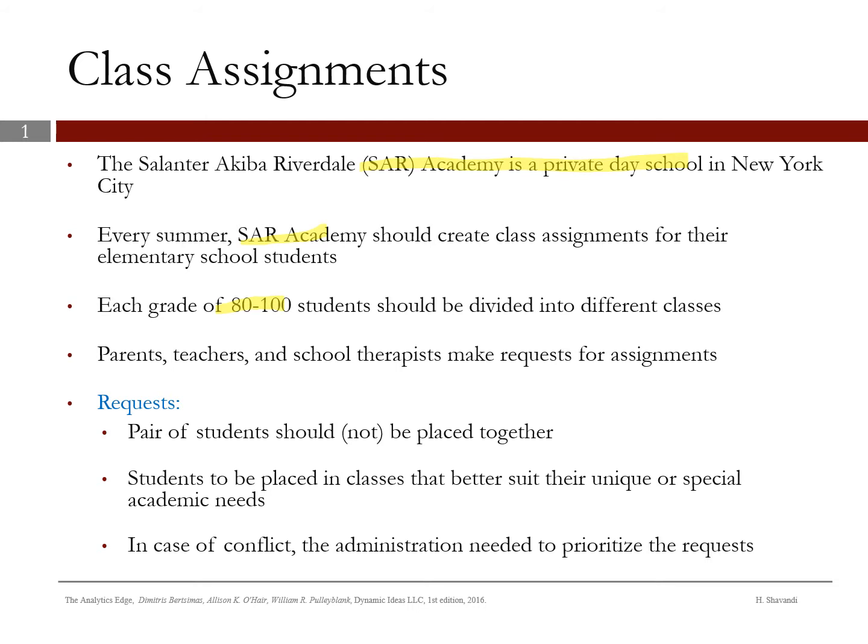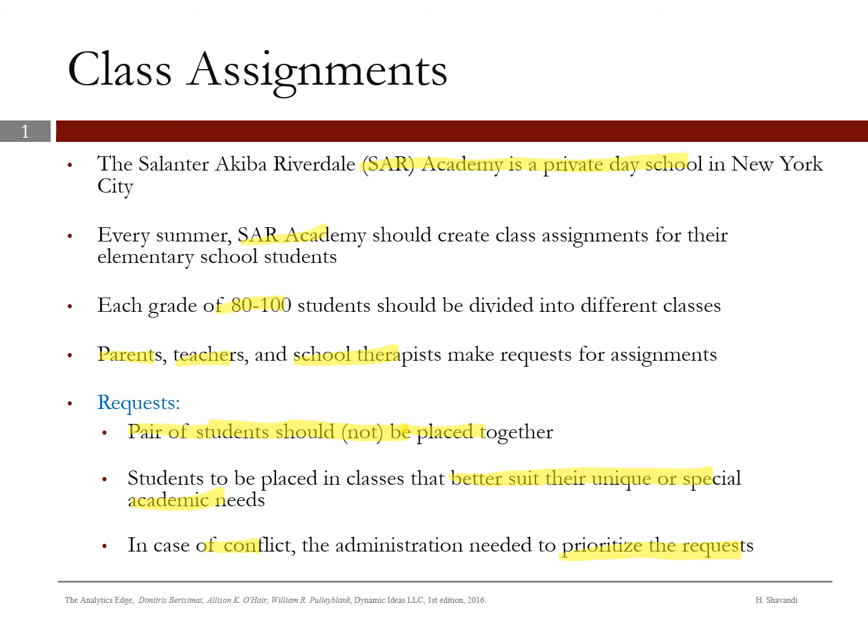We have constraints here, and the constraints are coming from the requests made by the parents, teachers, and also a school therapist, okay? So we have requests like pairs of students should or should not be placed together, and students to be placed in classes that better suit their unique or special academic needs. And also in case of conflict, the administration needed to prioritize their requests. Okay, so we have these kinds of constraints here.